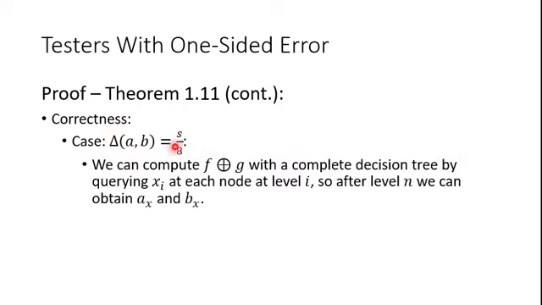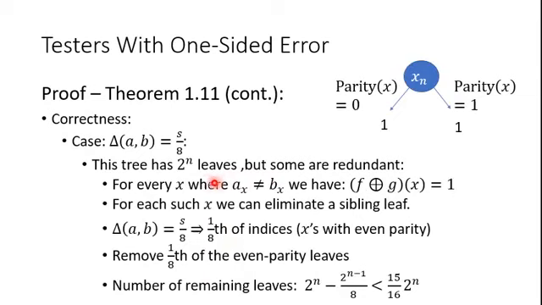So now we look at the case where the Hamming distance between a and b is s over 8. In this case, we can compute f XOR g using a complete decision tree by simply querying x_i at each node at level i. So we get the value x_i at every node of level i. When we finish level n, we can obtain the value that matches the index provided by x for a and the value that matches the index provided by x for b. So this tree has 2^n leaves, but some of them are redundant.